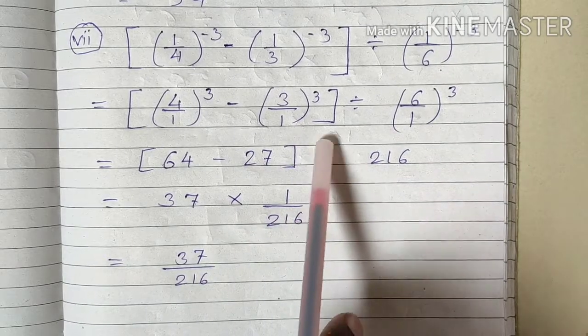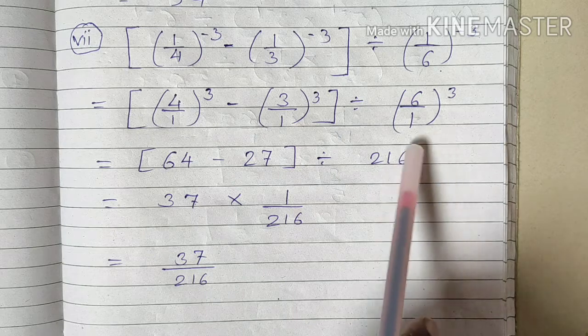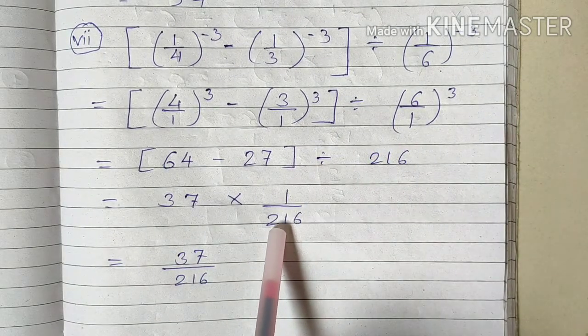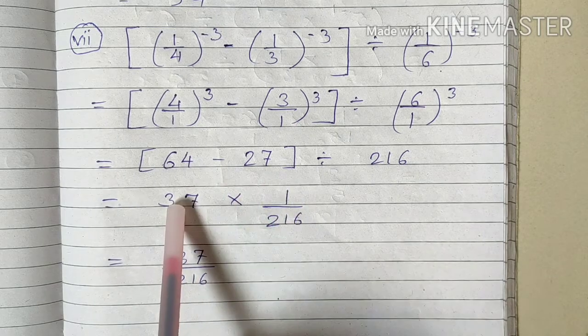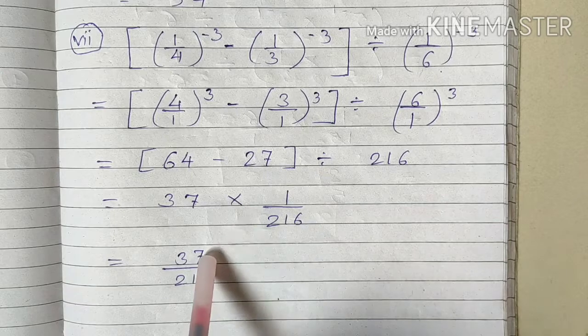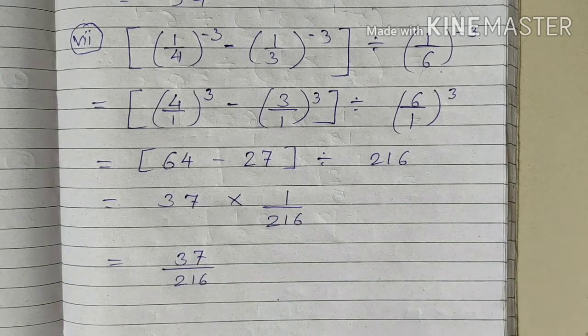Convert the division into multiplication and take a reciprocal of 216. So the reciprocal of 216 is 1 upon 216. Got it? Now make a multiplication. Numerator multiplied by numerator, so 31 multiplied by 1 is 31, and 216 as it is.